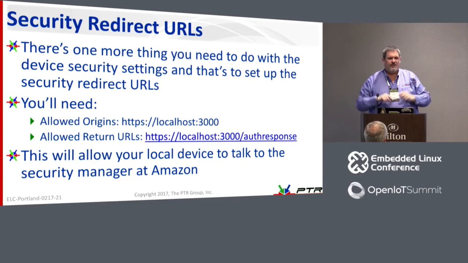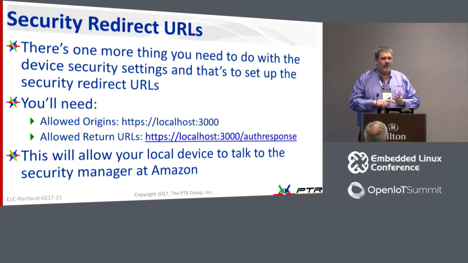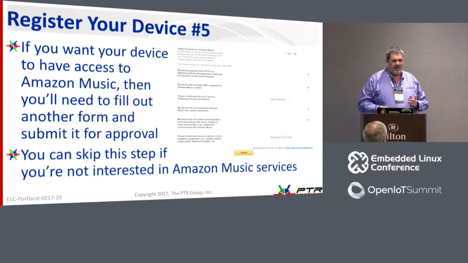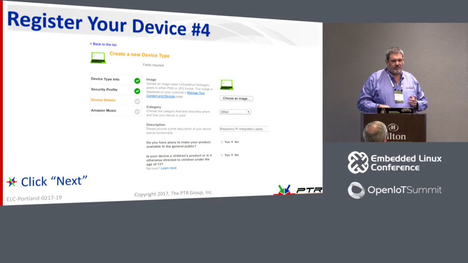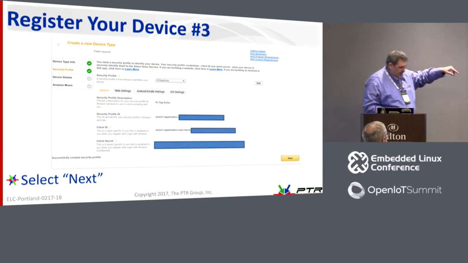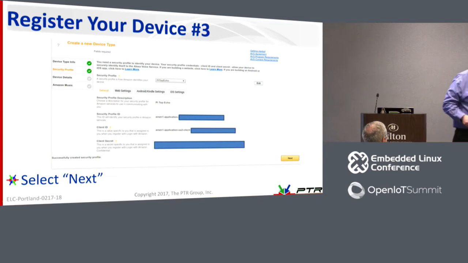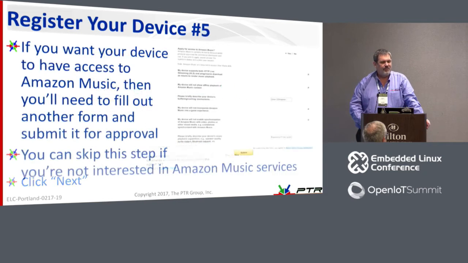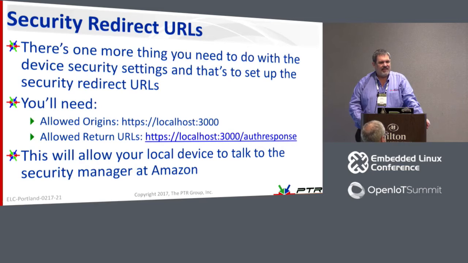So it has these redirect URLs. There's an origin URL, and if you go back up here to the actual device, there's an option in the security profile. If you click on web settings there, there is an option that has this mysterious thing called a redirect URL. It's not entirely clear exactly what that is. They don't describe what it is. They just simply say, edit. Okay, now what? What we found is that what they're really looking for is the port number of where the connection to Amazon is.